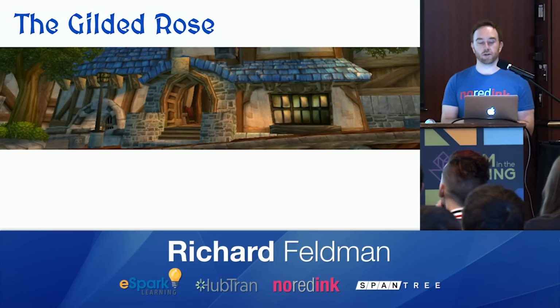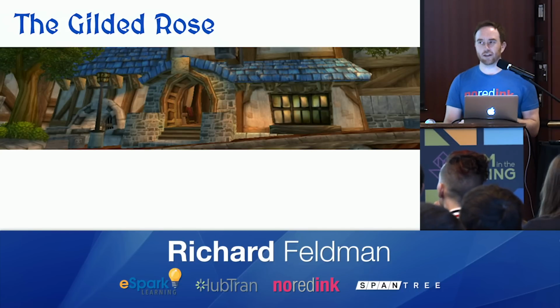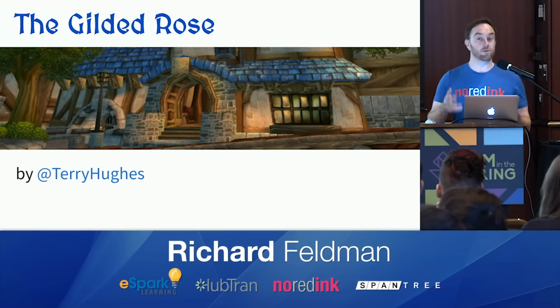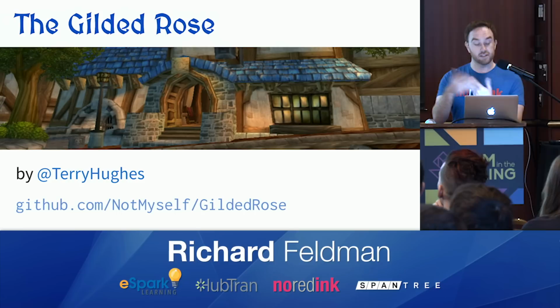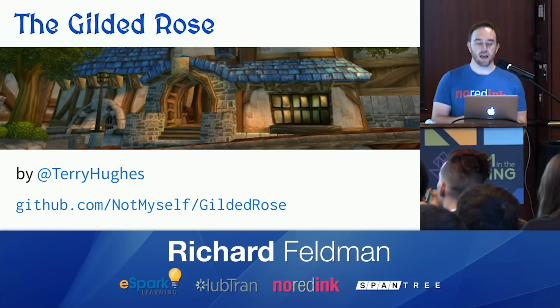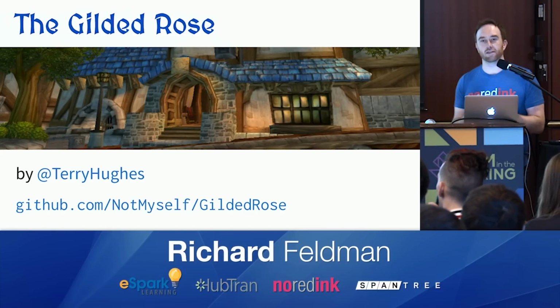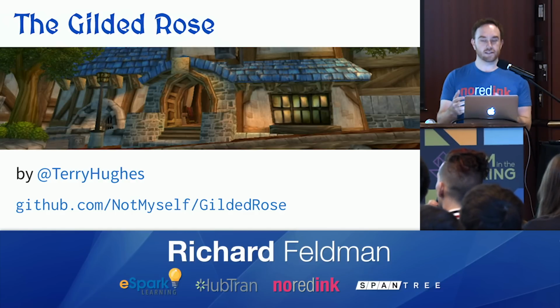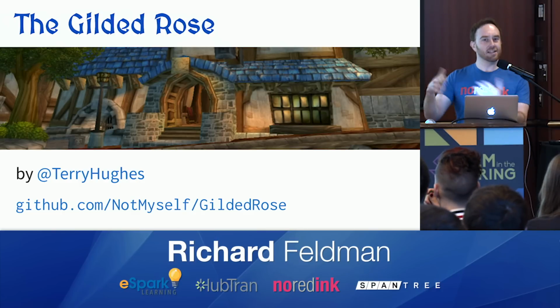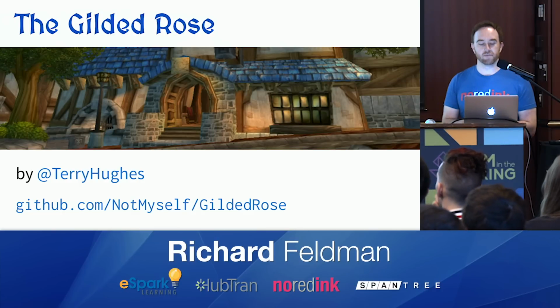For those who are not familiar with the programming problem, this is a code kata. I'm not sure exactly what a kata is, but it's something that Terry Hughes created, essentially a programming exercise. You can find the original code at notmyself/GildedRose on GitHub. The premise is that we work for this store, which I guess is a reference to World of Warcraft where it's an inn, but in our case, it's a store called the Gilded Rose that sells an eclectic bunch of items.